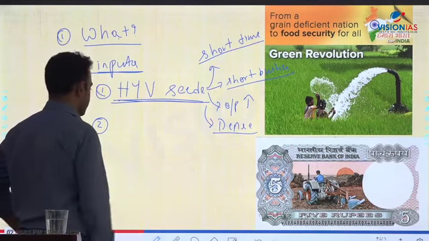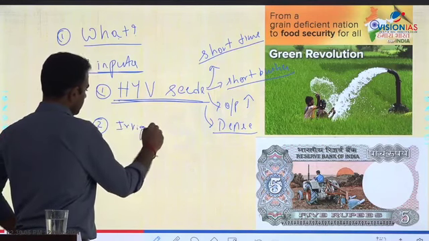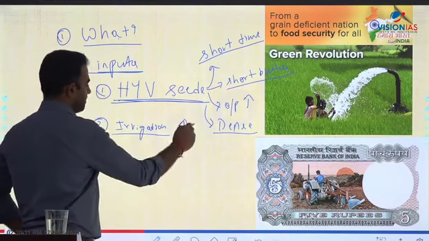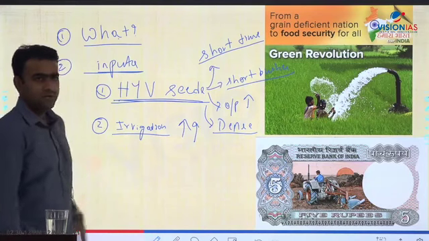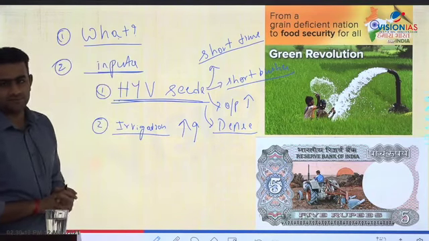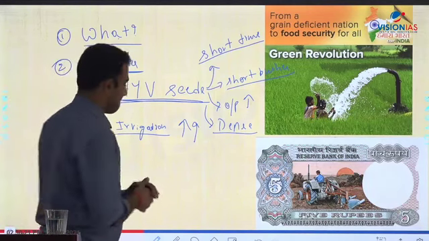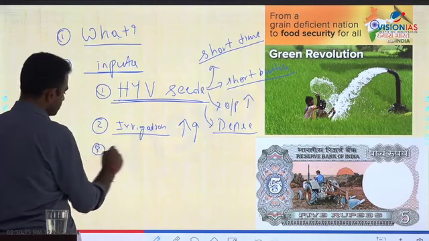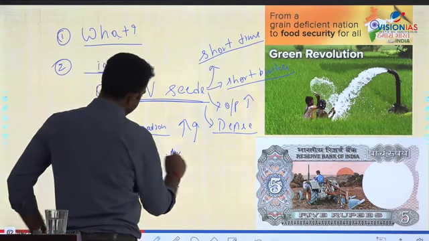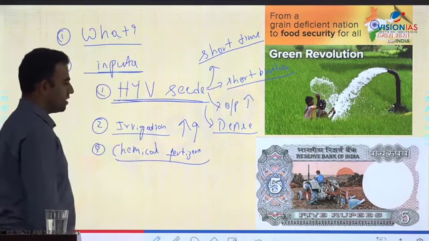You need to give something more. The most important one is irrigation. Why? जितना ज्यादा yielding capacity है उतना ज्यादा पानी पीता है. It will consume more water than the normal variety, है ना? They require a good irrigation facility. Then a regular supply of chemical fertilizers. Yes, this is required. Chemical fertilizers क्यों?